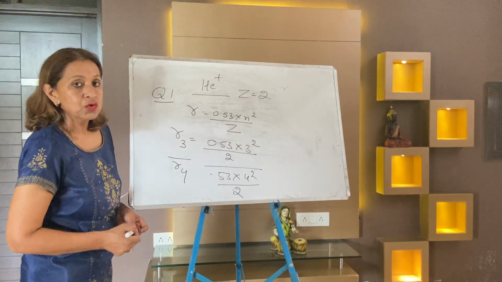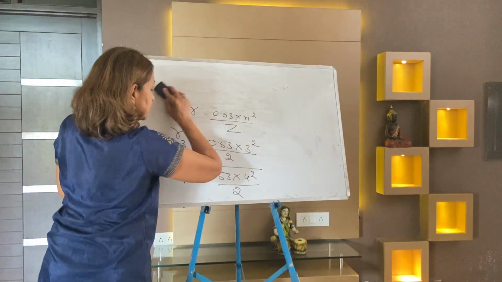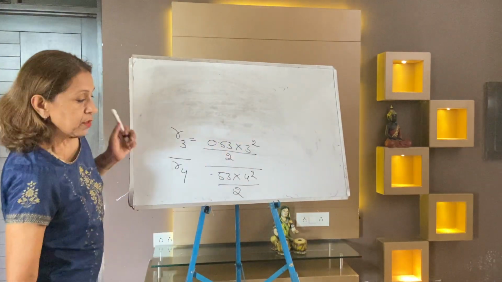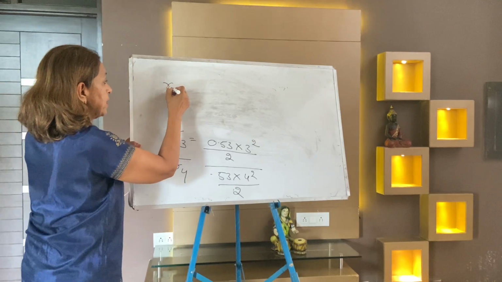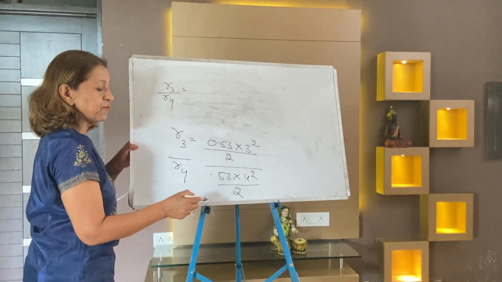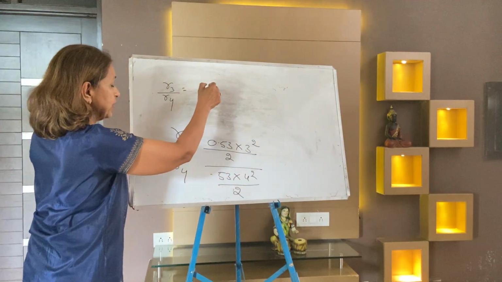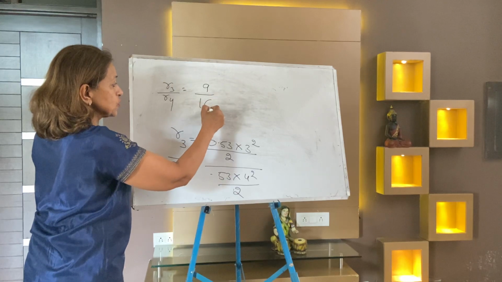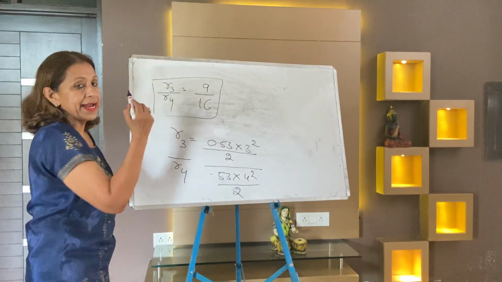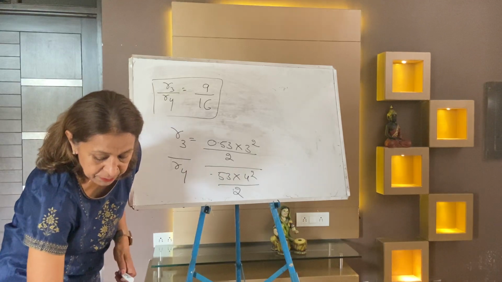So what is the ratio? The ratio will come as radius of the third orbit by radius of the fourth orbit. 0.53 and divided by 2 cancel. You are left with 9 and 16. So this is the ratio, 9:16.